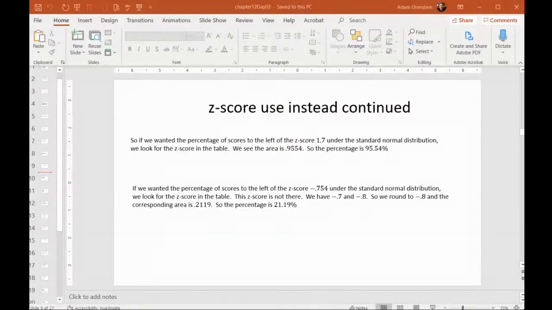Are there any questions so far? But again, we're trying to find the percentage of data values, which is just the area to the left or right of a z-score. So let's do an example.